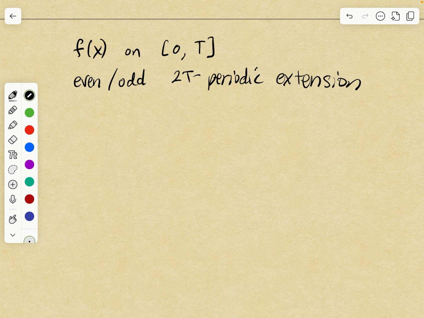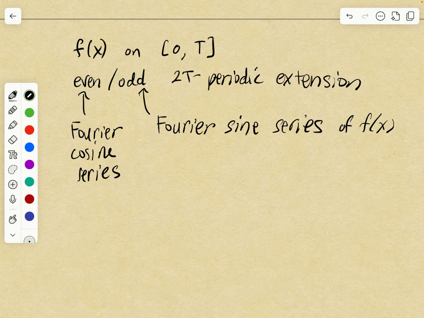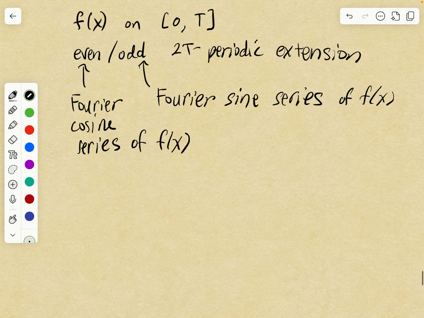So the Fourier cosine series is the Fourier series of the even periodic extension, and the Fourier series of the odd periodic extension is called the Fourier sine series of the function f. And in this video, we're just going to look at a simple example.